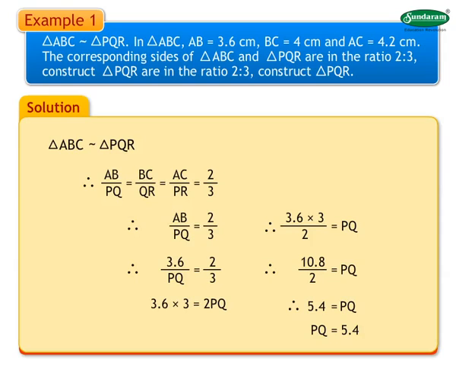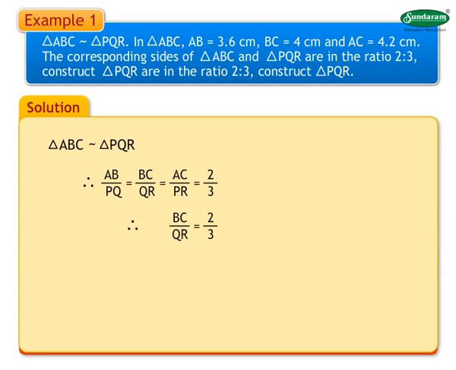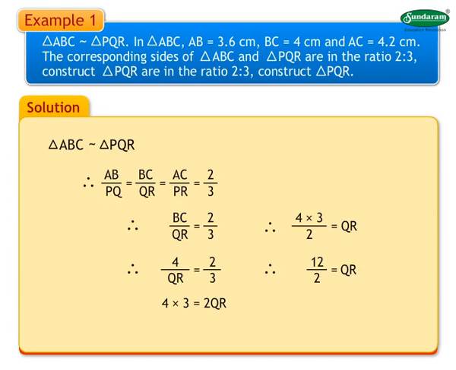To find the length of QR, it is given that BC upon QR is equal to 2/3. Now, by substituting the value of BC as 4, we get 4 upon QR is equal to 2/3. Now, by cross multiplying, we get 4 into 3 is equal to 2 into QR. Therefore, 4 into 3/2 is equal to QR. 12/2 is equal to QR. Therefore, 6 is equal to QR. Thus, QR is equal to 6.